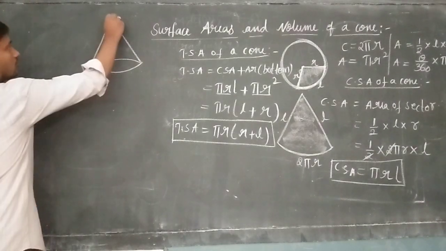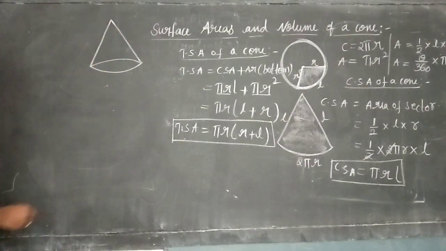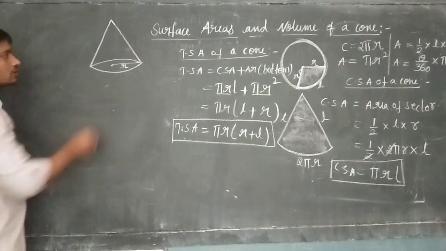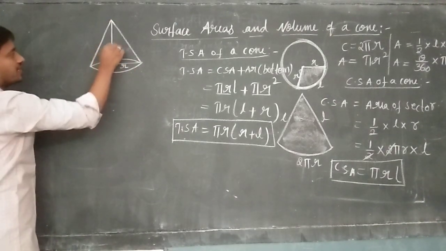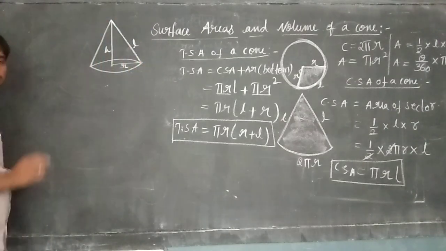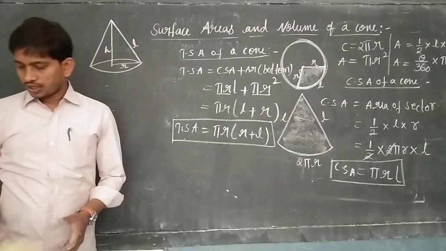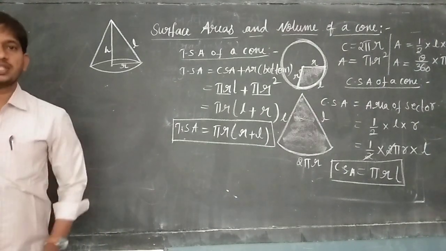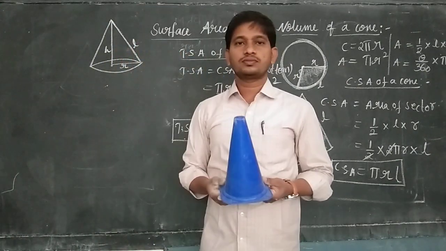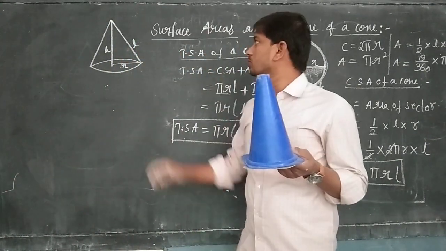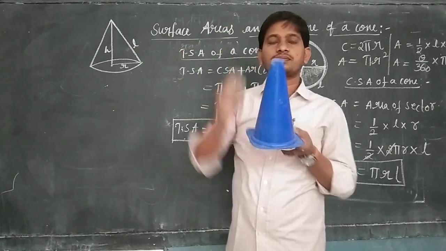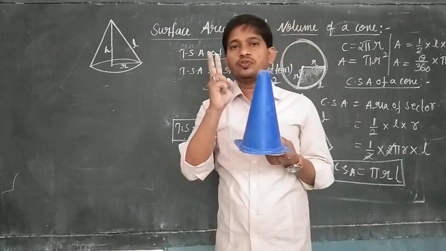This is our cone. This is our radius r, and this is our height of the cone h, and this is our slant height. As I told you, it has two faces. Let me show you once again. This is our example of cone. This is the vertex. Students, this is our vertex, and we have two faces.